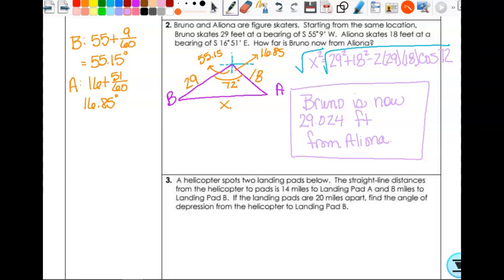Any questions at all? That's how you convert from degrees, minutes, seconds to decimals. That's what we did yesterday. Yes, ma'am.